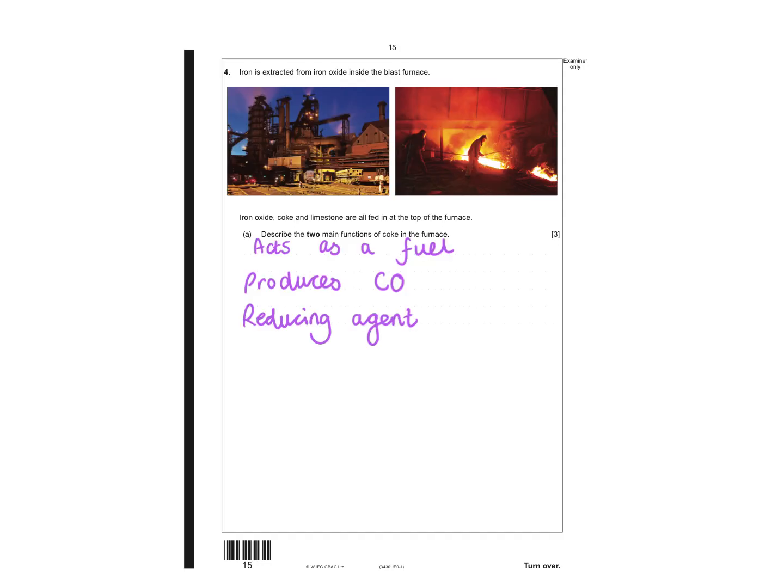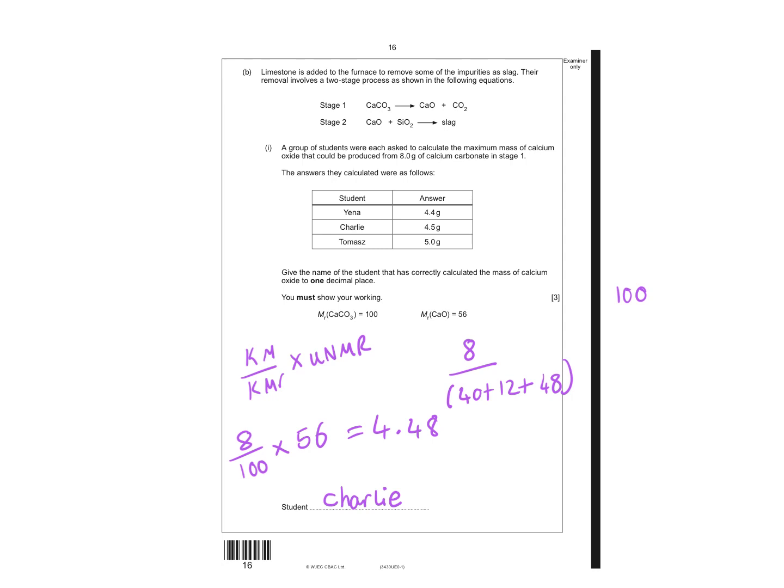Blank page. Iron oxide, coke and limestone are all fed into the top of the furnace. Describe the two main functions of coke in the furnace. So it acts as a fuel, produces carbon monoxide, and is a reducing agent. So I've put 3 things for 3 marks there.